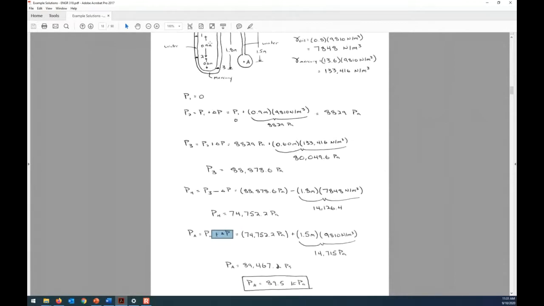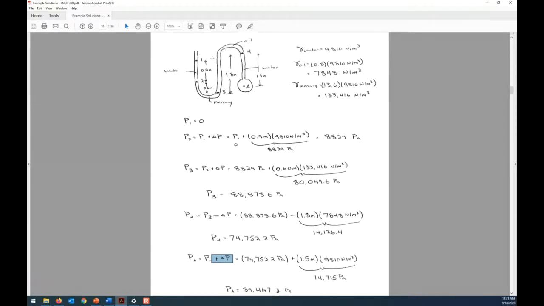Any questions from this manometer example? Could you explain one more time why P4 equals P3 minus delta P? Sure. It's because if you look at the elevations to go from 3 to 4, we're going to be going up through the fluid. And so when you go down through the fluid, the pressure increases. And when you go up through the fluid, the pressure decreases. And so this was a plus because from 1 to 2 is down. And this is a plus because from 2 to 3 is down. But now this is a minus because from 3 to 4 is up. Does that make sense?